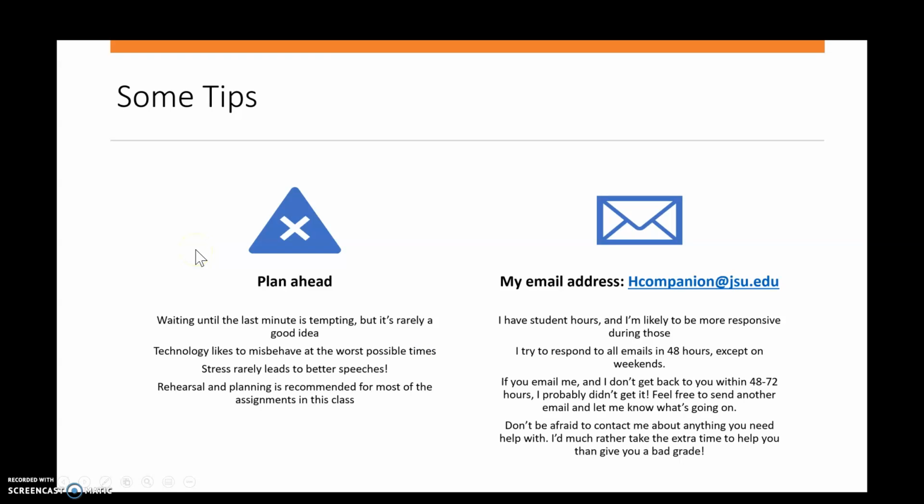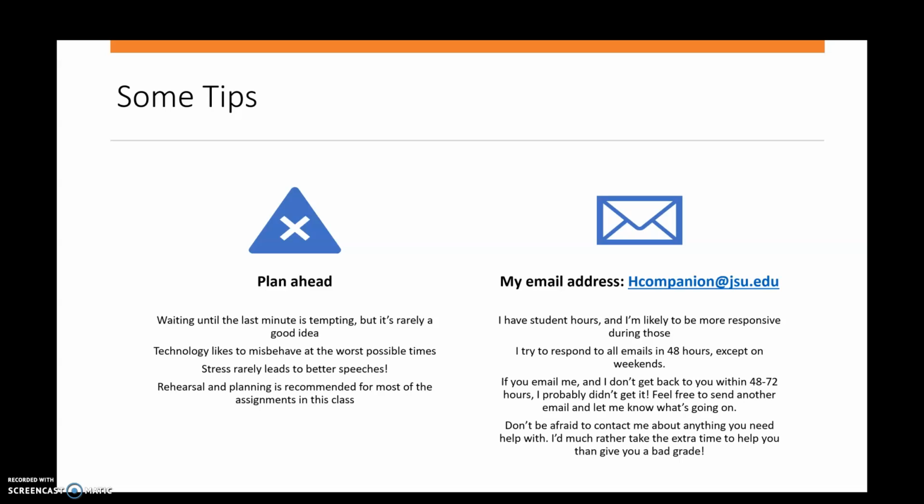Plan ahead. I know waiting until the last minute is tempting, but it's rarely a good idea. Technology likes to misbehave at the worst possible times, and stress leads to worse speeches. I do recommend that you rehearse and plan ahead for most assignments in this class. It will make a huge difference, even if you just do a couple of rounds before you actually record, to help you know what you're going to say and to help with delivery.